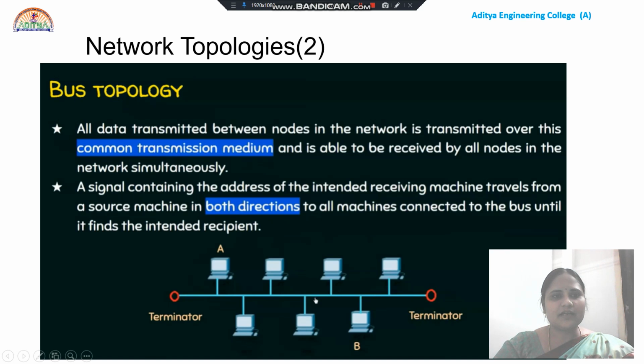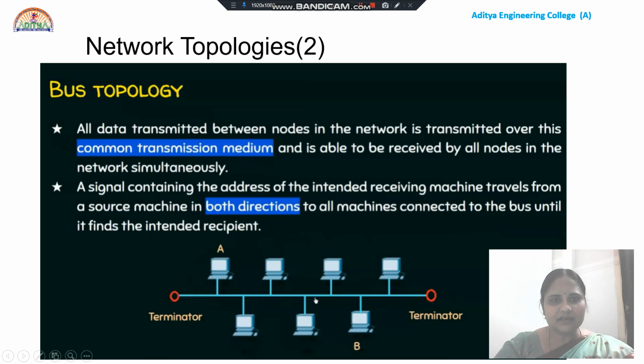Firstly, in the bus topology, if you look at this diagram, there is a cable. To this cable, on either side, the systems are connected in this manner. Whenever a signal containing the address of the intended receiving machine travels from the source machine in both directions to all machines connected to this bus cable, it goes through until it finds the intended receiver.